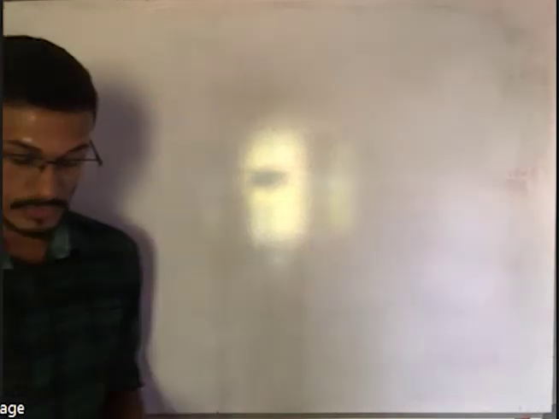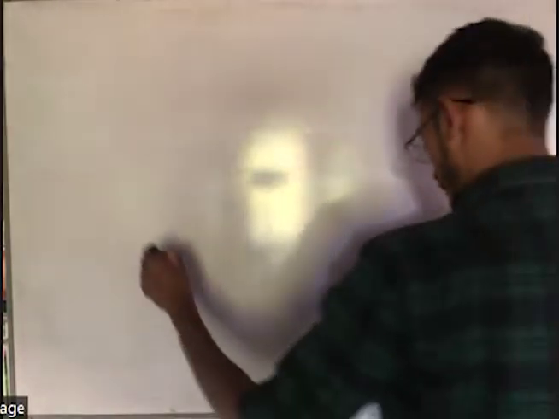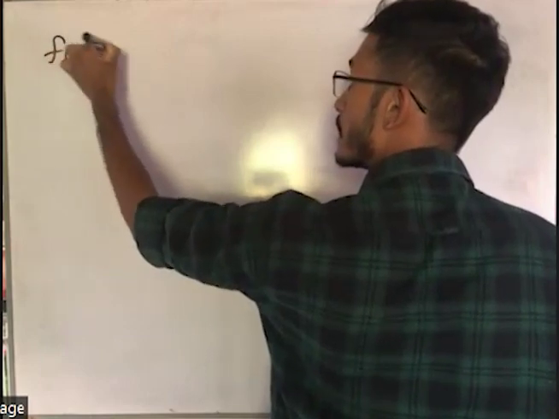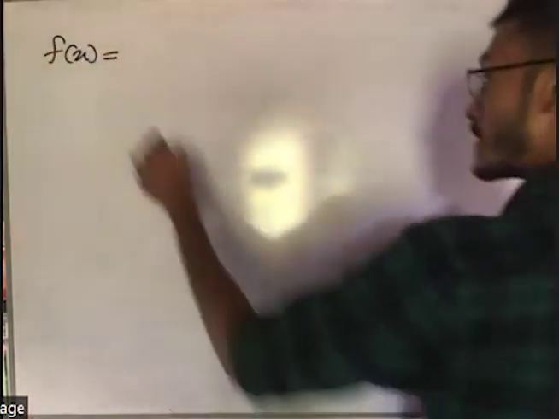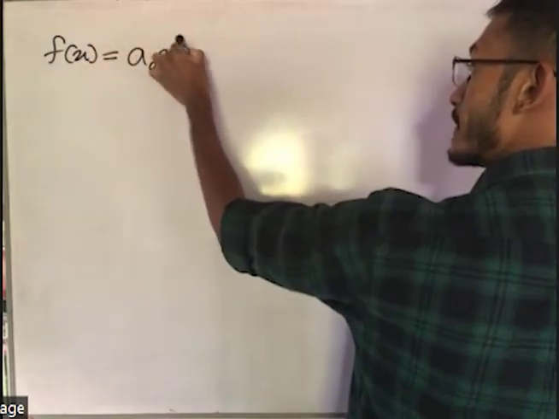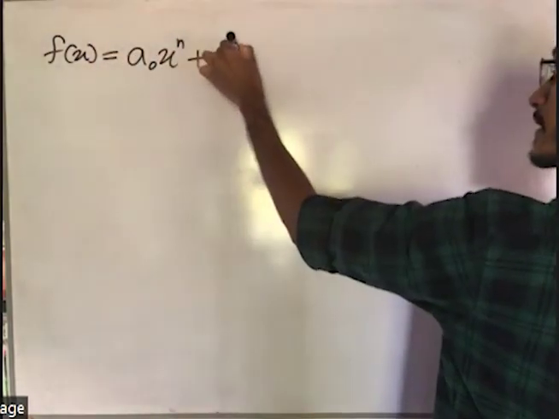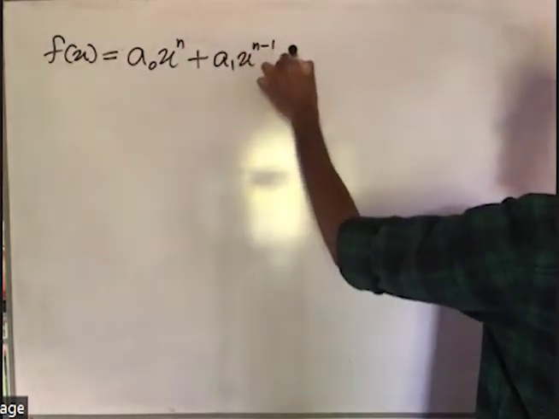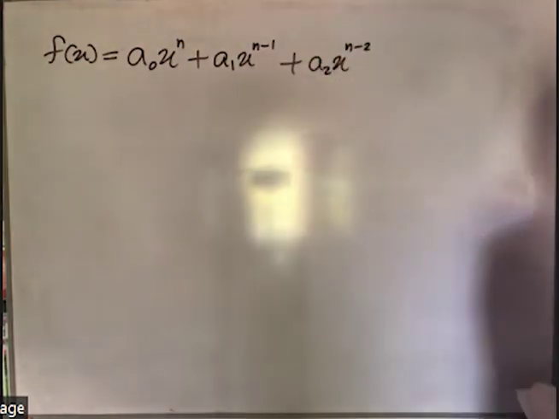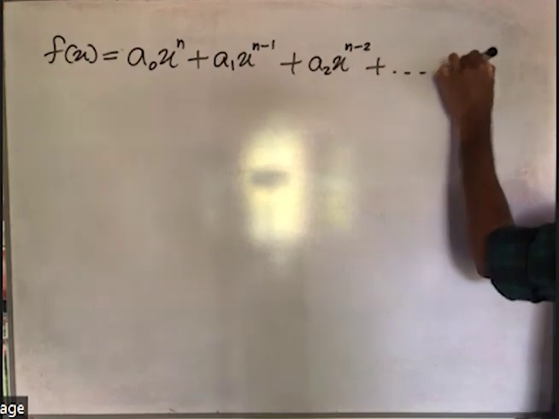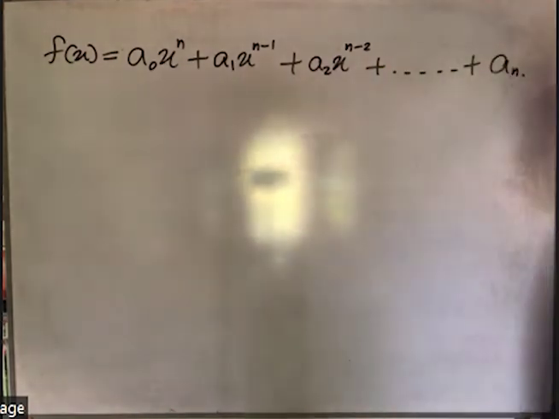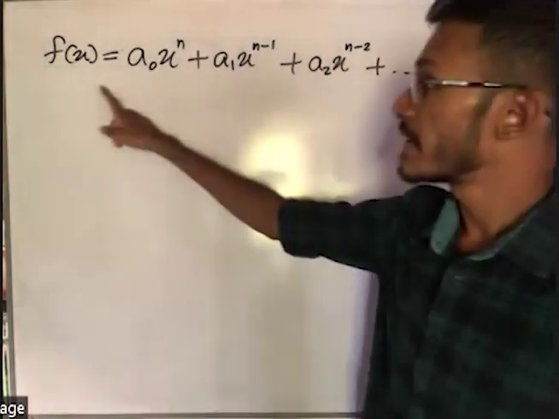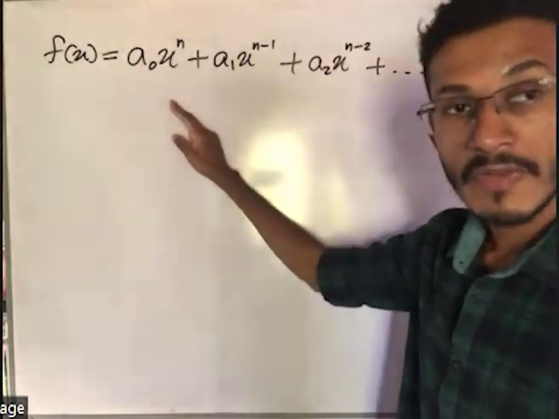So let's first consider a polynomial function of degree n. Now look at this. f(x) equals a naught x to the power n plus a1 x to the power n minus 1 plus a2 x to the power n minus 2 plus up to an. I will explain what is the meaning of this. This is the standard notation, the standard format of a polynomial function of degree n.